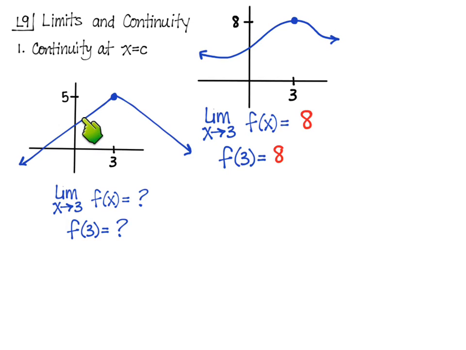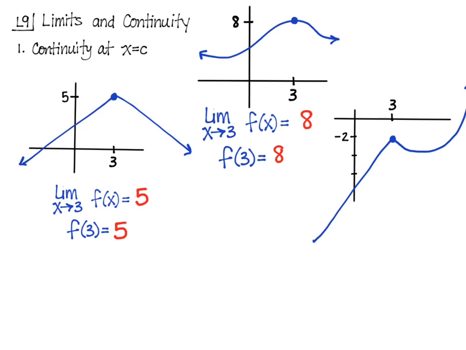Remember, the limit is looking at the left-hand side as x is approaching 3, what is happening to the output, as well as the right-hand side, as the x's are getting closer to 3, what is the output approaching. And we notice that both the limit and the actual function are the same value.